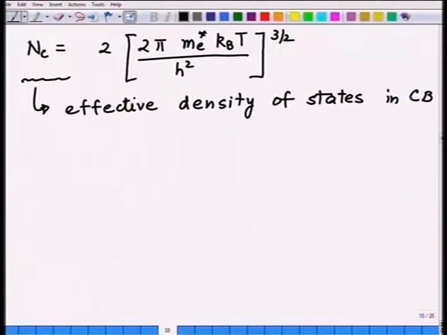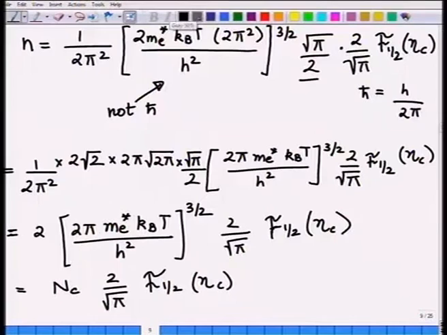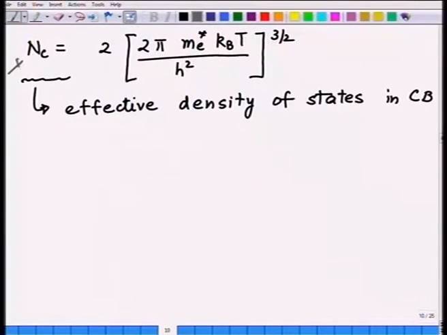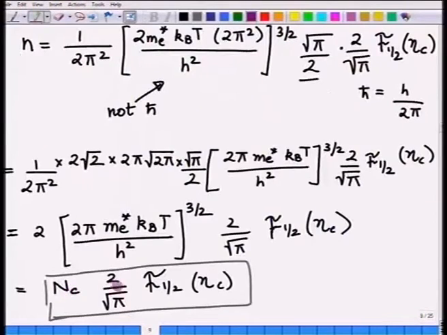Why this terminology is used will become clear in a minute, but you can see from here, I have simplified this expression in a symbol form. N_C as a standard definition, whose coefficients this quantity is written out here, n equal to N_C 2 by root pi Fermi Dirac function of order half. Having written this, let us now do it likewise for holes in the valence band also. Let us carry out the similar exercise for holes as well, and when we do the same exercise for holes, let us go back.